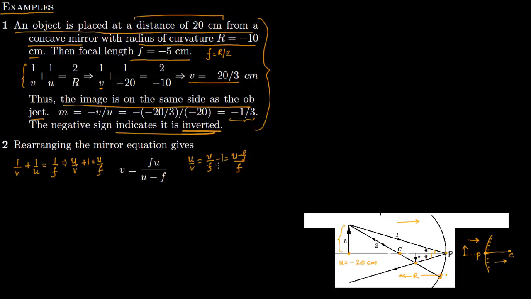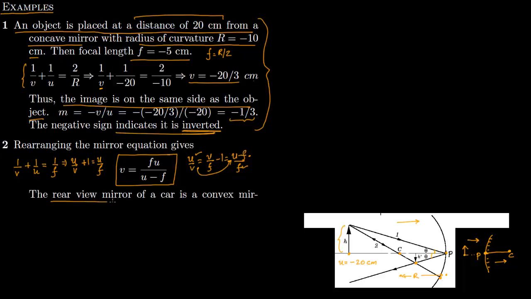Now you multiply both sides by f, and you interchange v and u minus f. That is, you take v here and take u minus f here. So you get fu over u minus f is equal to v. Basically we have done nothing, we have just rearranged the mirror equation.